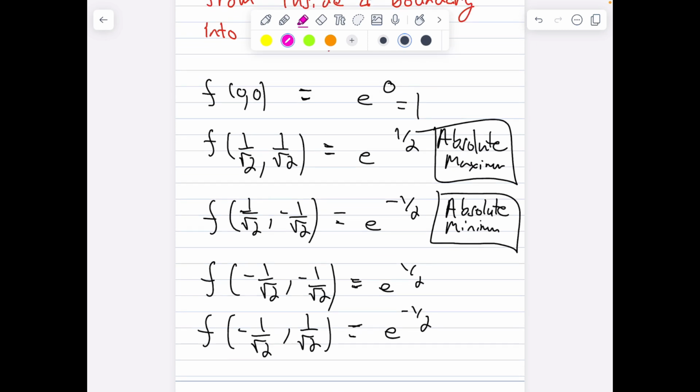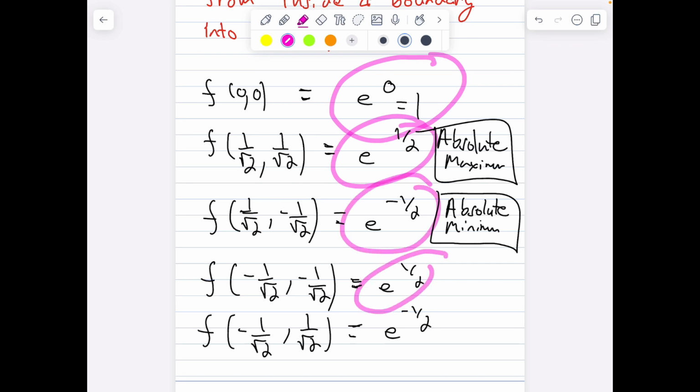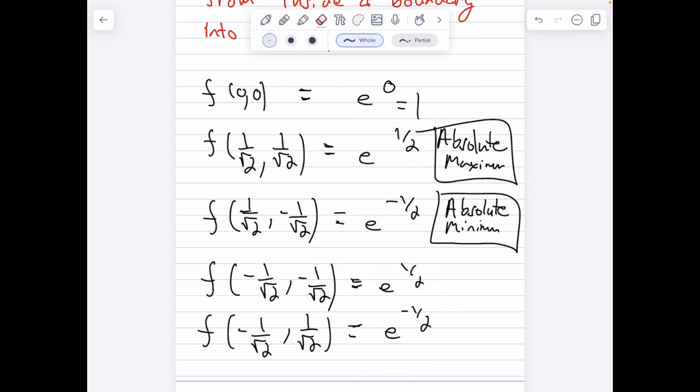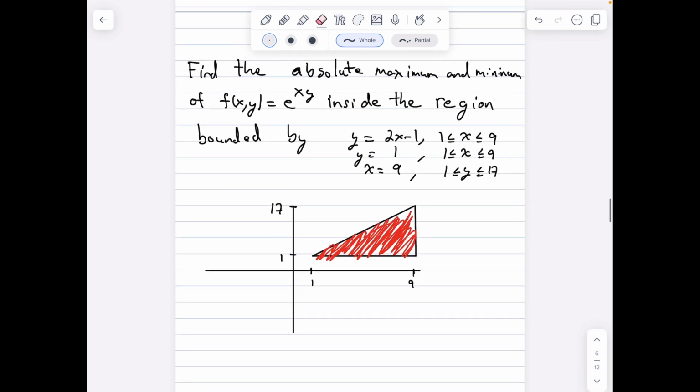You would get these values, and the absolute maximum would come out to be e^(1/2), and the minimum would come out to be e^(-1/2), okay? All right. So that's how we handle that situation. Now, a situation where maybe you would not use Lagrange multipliers would be something along these lines.